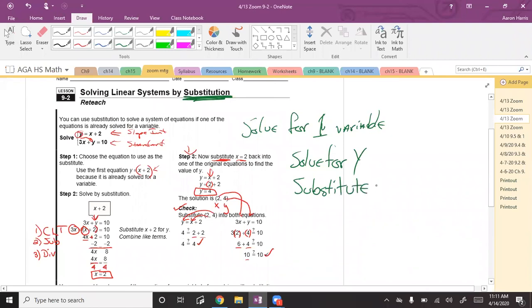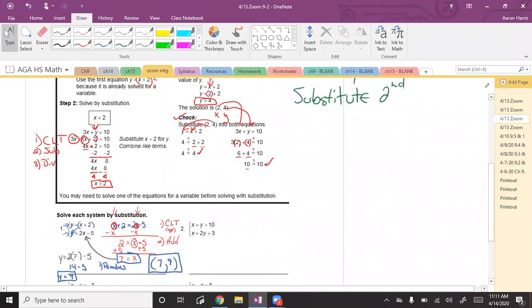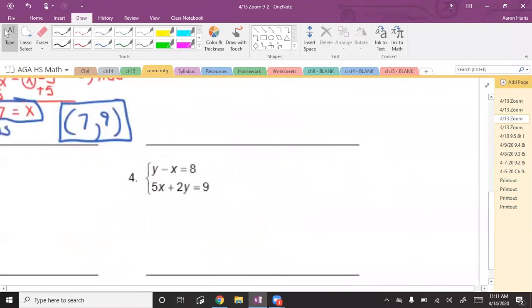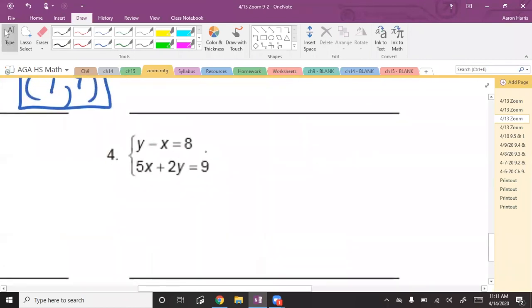Substitute it into what? Into the second equation. So here we go. Let's do problem number 4. y is not solved for, x isn't solved for in either one. So let's solve for y in the first one. 4 steps. Simplify / combine like terms. Anything to do? No. Second step, remove all addition and subtraction, where there is something to do here.